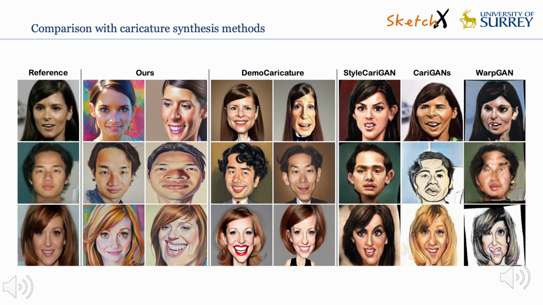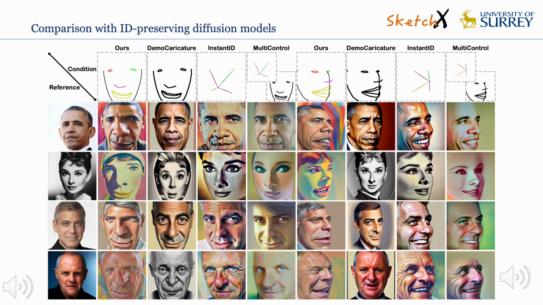Here we show the comparison between our method and existing caricature synthesis approaches. These visual results illustrate our method's higher fidelity and creativity in caricature synthesis compared to existing GAN and diffusion-based approaches. Here we show the comparison between our method and existing ID-preserving diffusion models. These visual results illustrate that only our method is able to generate controllable results when given exaggerated landmark conditions.